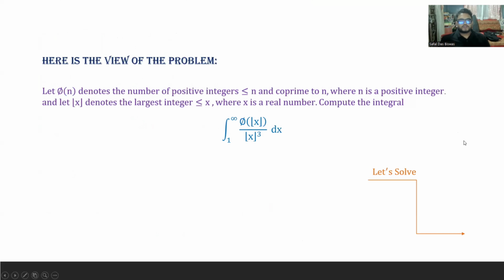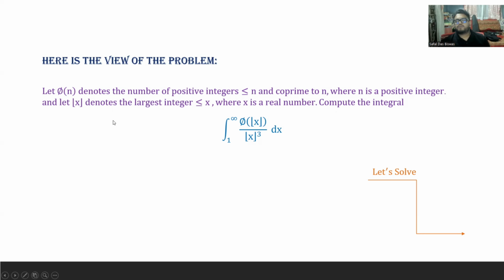So here is a view of this problem. Let phi n denote the number of positive integers lesser than or equal to n and co-prime to n, where n is a positive integer. That means phi n is the Euler totient function; I will explain for those who don't know. And let this notation for x denote the GIF of x, that is, the greatest integer function. It denotes the largest integer lesser than or equal to x, where x is a real number.